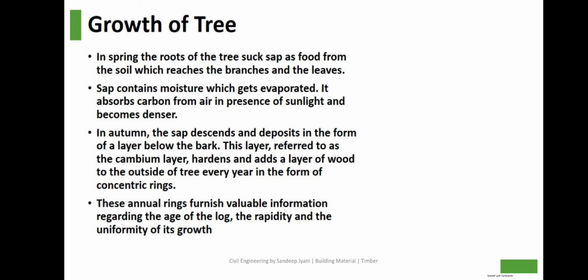In spring, the roots of the tree suck sap as food from the soil, which reaches the branches and the leaves. Sap contains moisture, which gets evaporated. It absorbs carbon from air in the presence of sunlight and becomes denser.